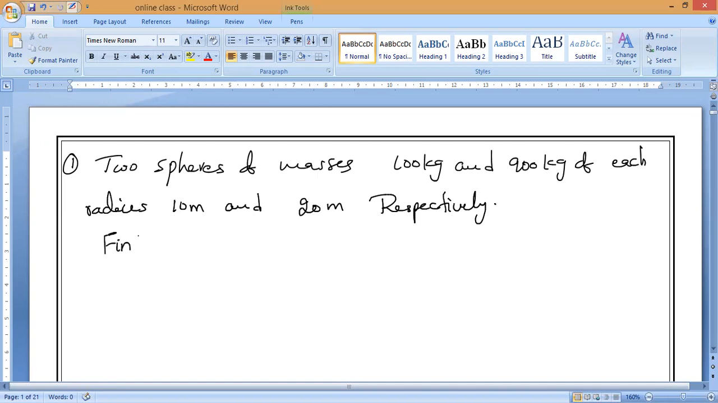Find the gravitational force acting between them.